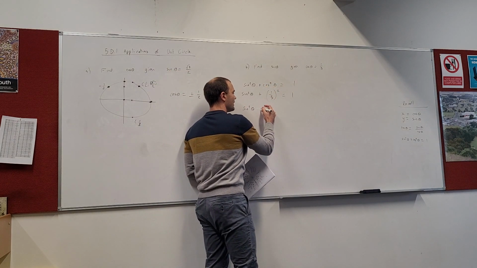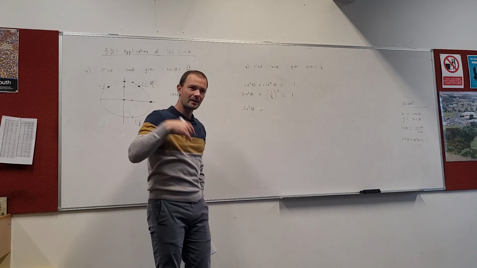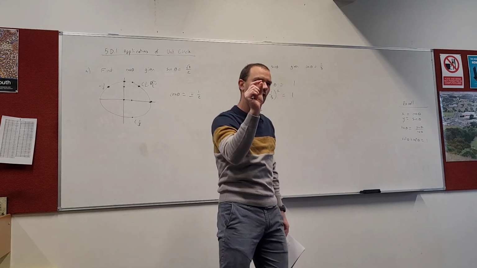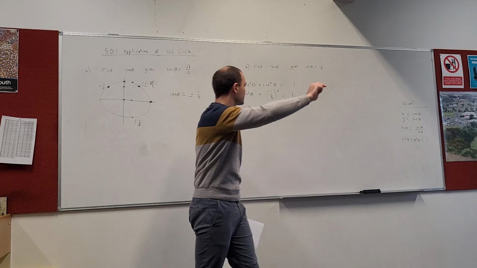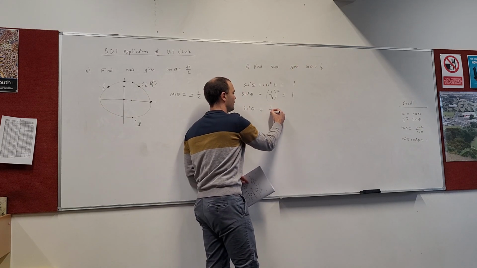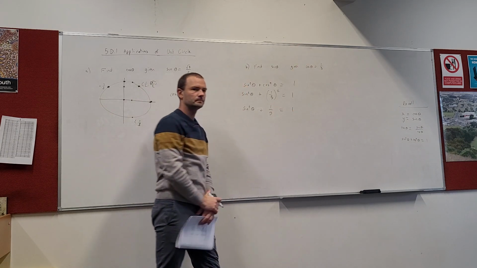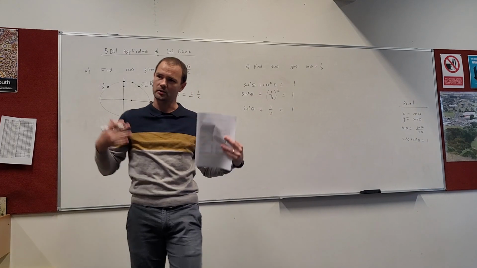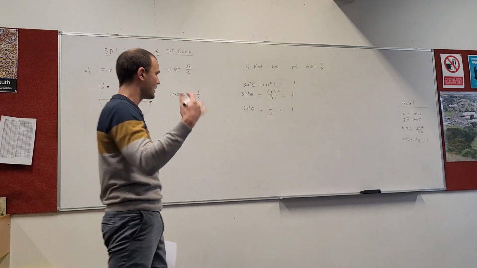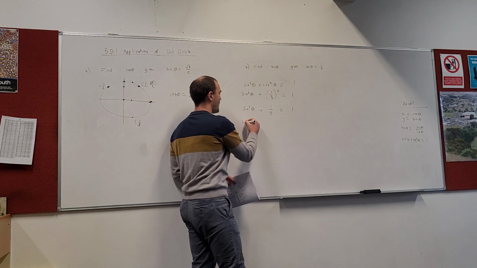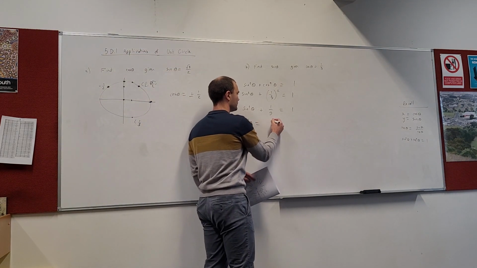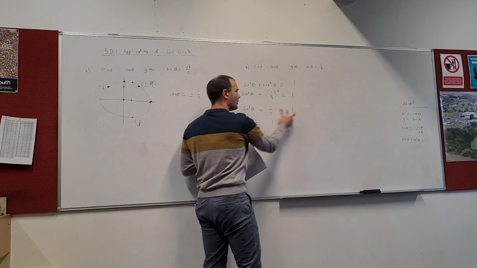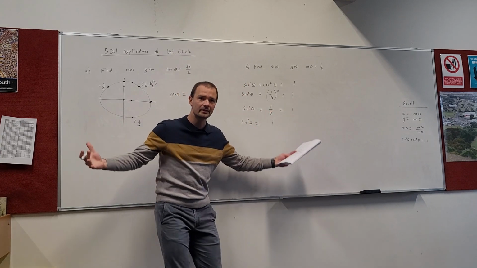Now, when we're squaring a fraction, or whenever we have a fraction to a power, the power goes to both the numerator and the denominator. So this is plus 1 on 9 is equal to 1. What are we trying to do? We're trying to solve for sine theta. We want to get sine by itself. So we'll isolate sine squared theta by subtracting 1 on 9 from both sides. This is a linear equation.